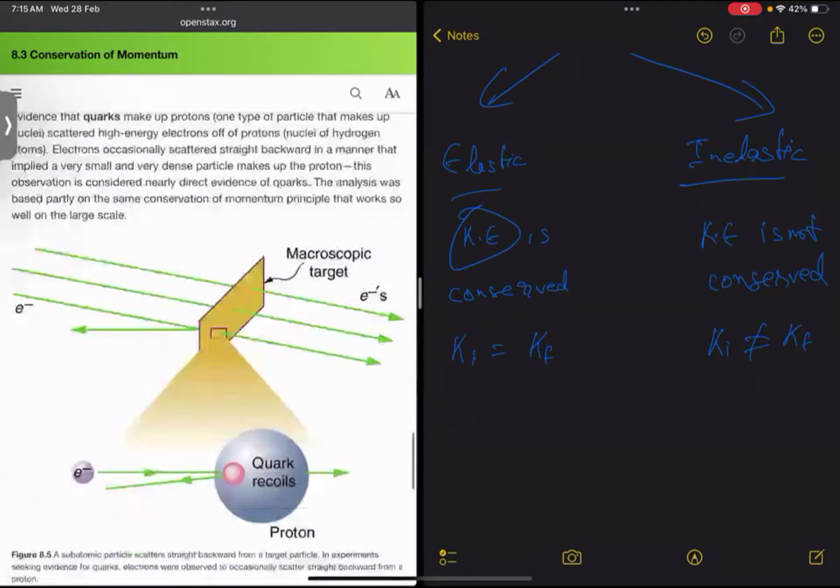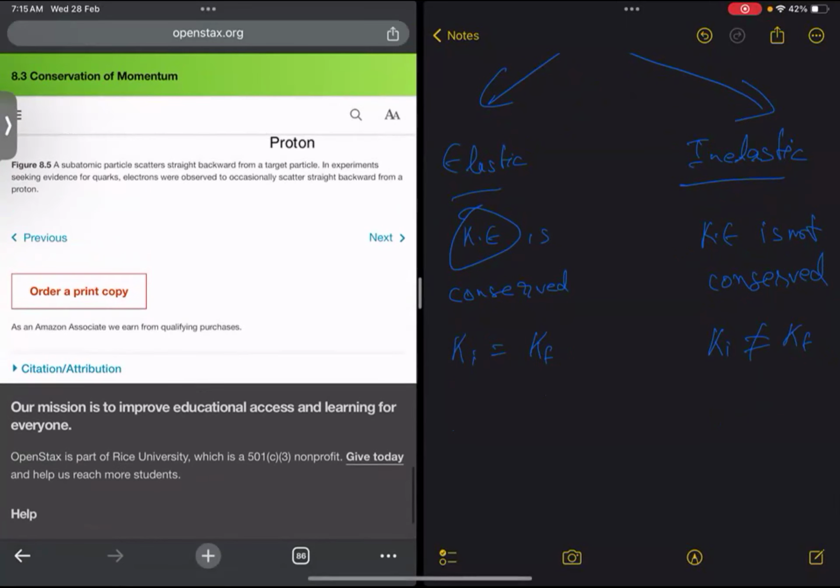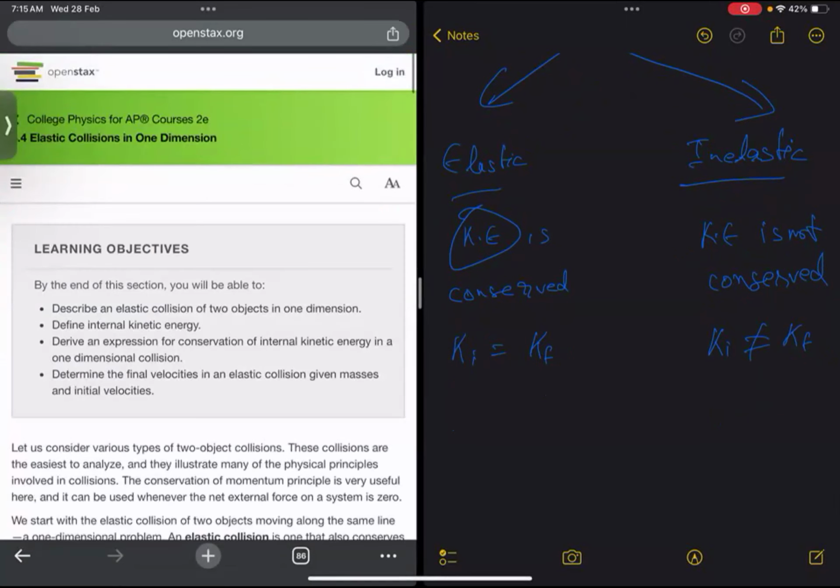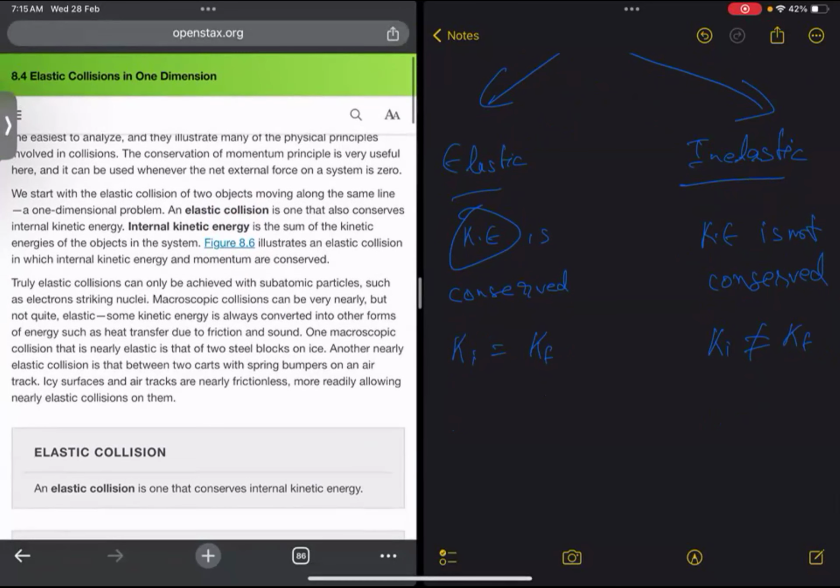Now, that was about kinetic energies. An elastic collision is one that also conserves internal kinetic energy. And what is internal kinetic energy? Internal kinetic energy is the sum of kinetic energy of all the objects in the system.